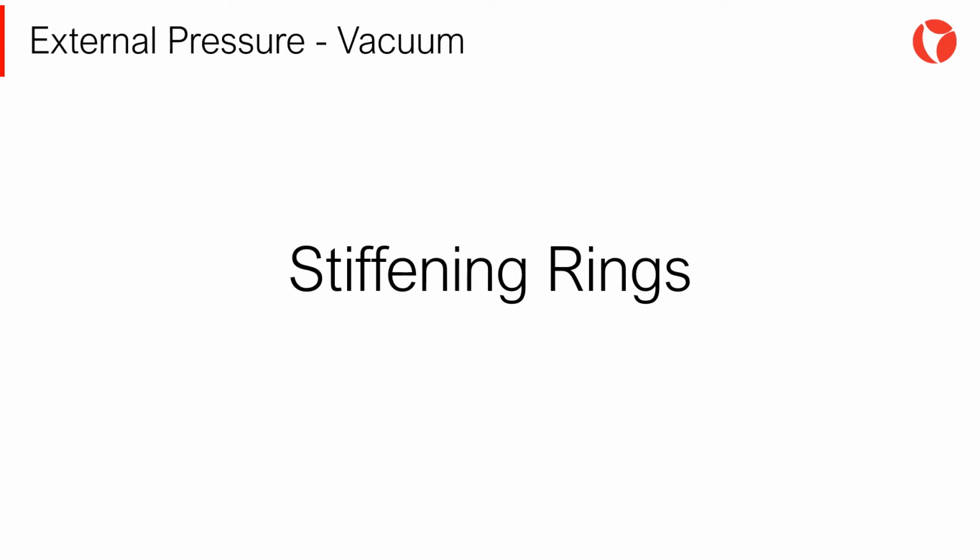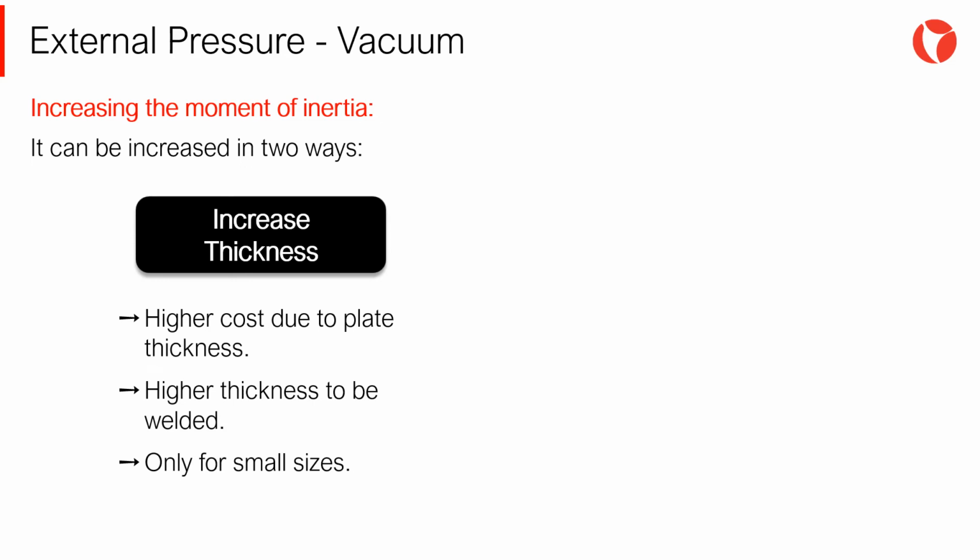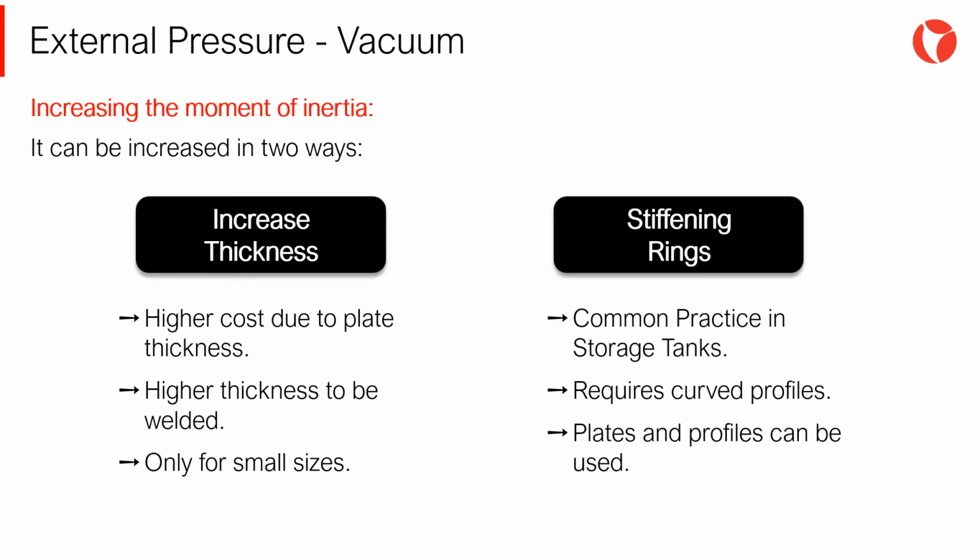When the tank shell is not able to withstand the effects of the external pressure by itself, it is necessary to increase the moment of inertia of the tank shell. The moment of inertia of the tank shell can be increased in two ways: increasing the thickness of the shell courses, obviously this is only recommended for small tanks, and adding stiffening rings. This is the common practice to increase the moment of inertia of the tank.